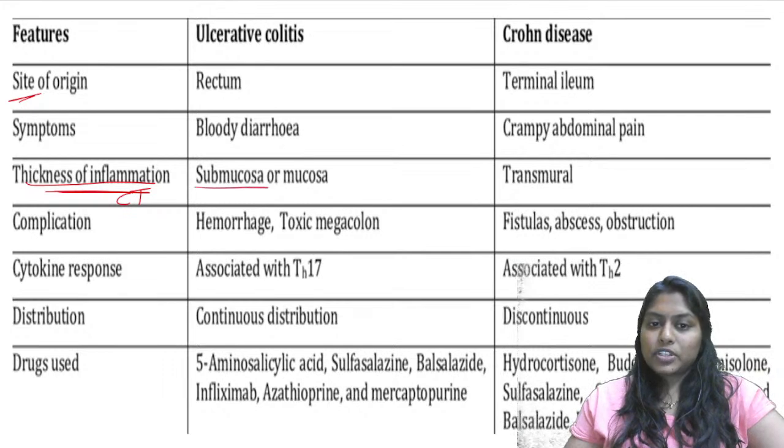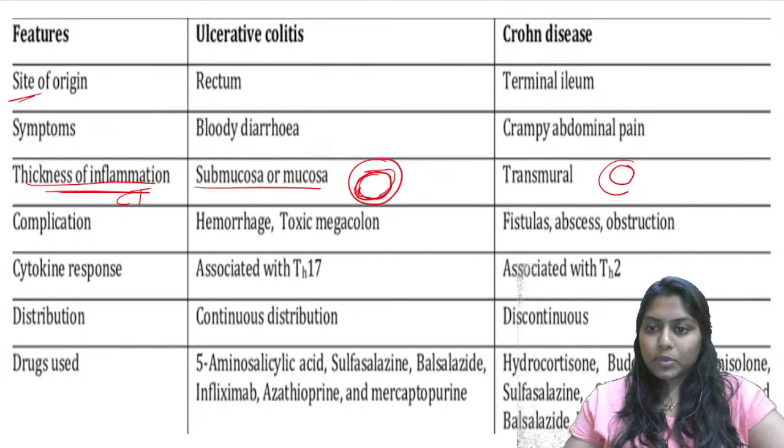That is, the superficial parts in a transverse axial section. This is the mucosa and submucosa. This is the only part which is involved in ulcerative colitis, whereas in Crohn's, the entire mucosa, submucosa, muscularis propria, and adventitia, all the layers will be involved. This is the lumen. So all the layers of the wall will be involved in Crohn's disease.